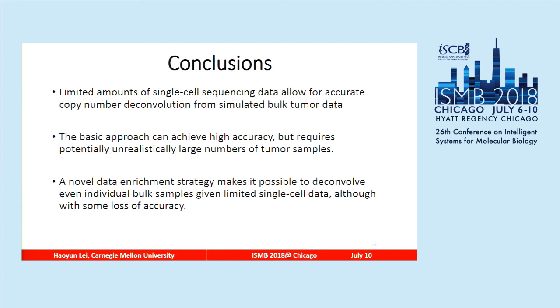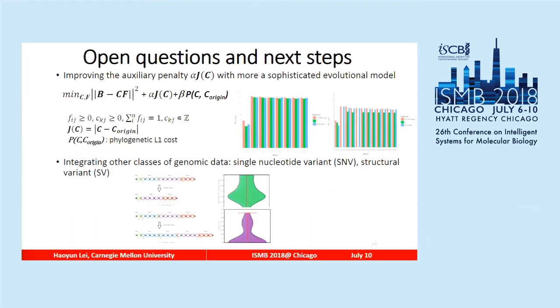Here is some conclusion for the current work. We have shown that with limited single-cell sequencing data, we can infer cell components with very accurate copy numbers from simulated bulk tumors. The basic approach can achieve very high accuracy, but requires a large number of tumor samples. And we developed a way to deal with it, although we have lost some accuracy. Our future work may lie in two main directions.